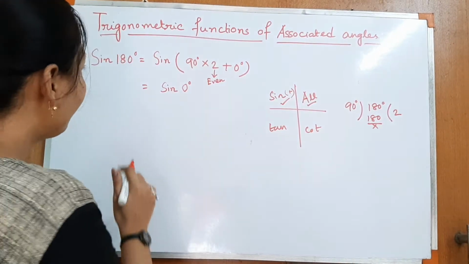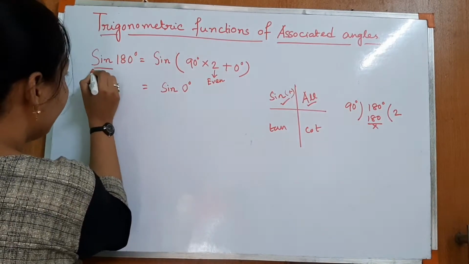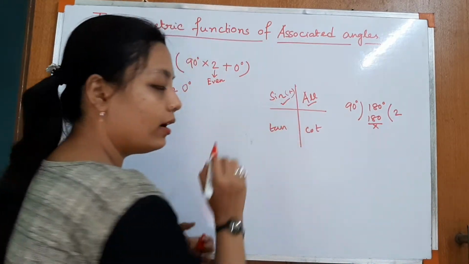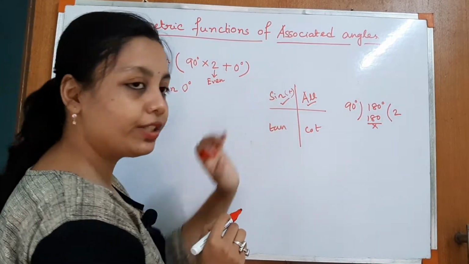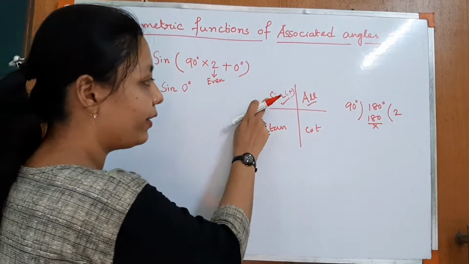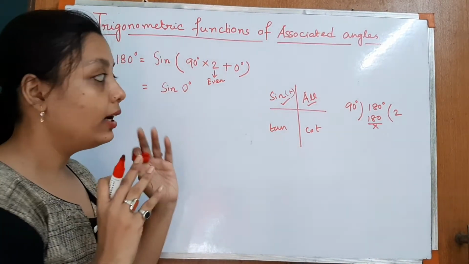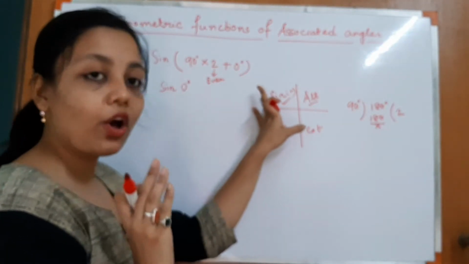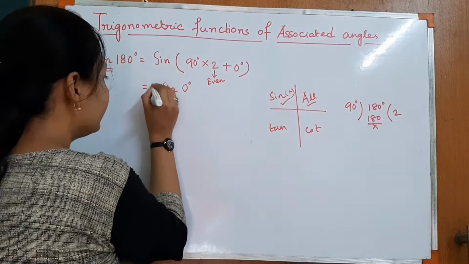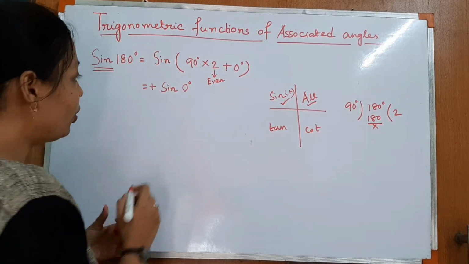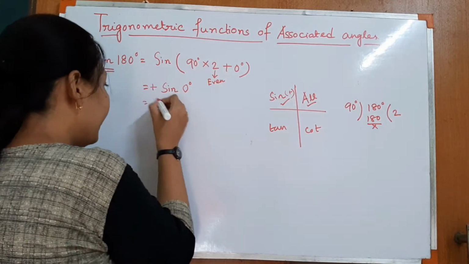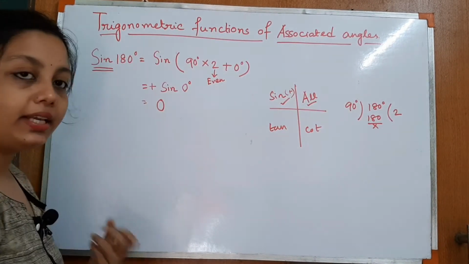Here we have to find the value of sine 180 degree and we get that we reach the second quadrant where sine is positive, and here we have to find the value of sine. Since in the second quadrant the positive sign occurs for the trigonometric function sine, here we write plus, and we all know that the value of sine 0 degree is 0. So here we write the value of sine 180 degree is 0.